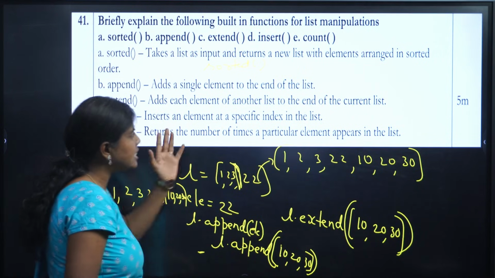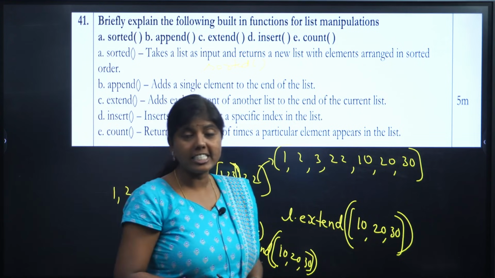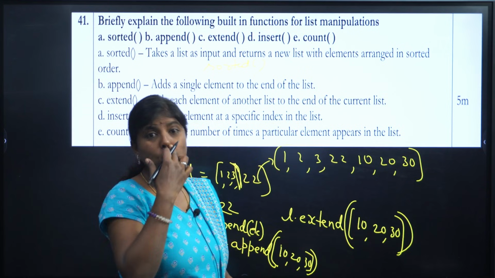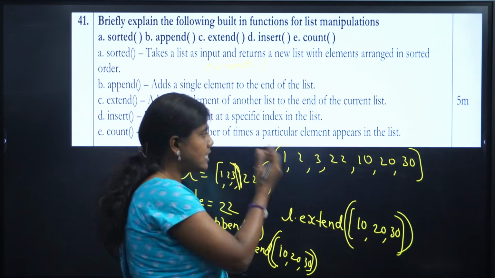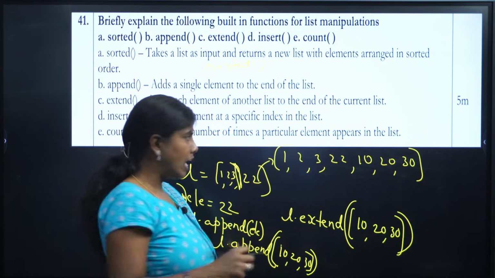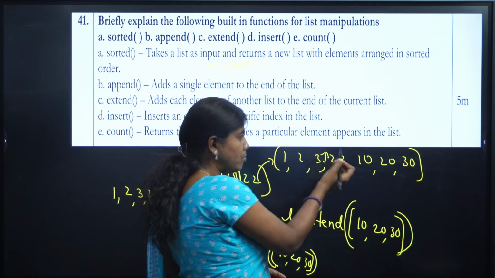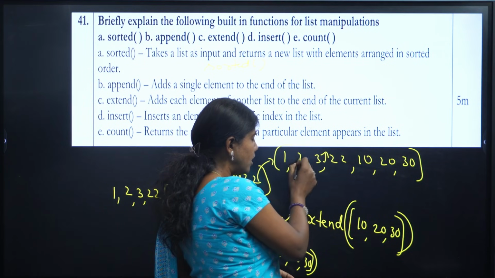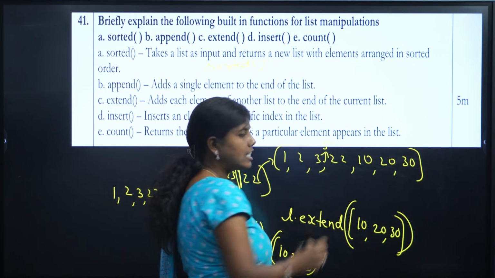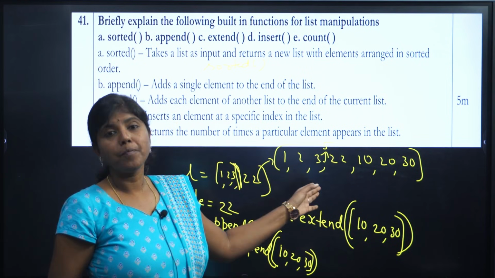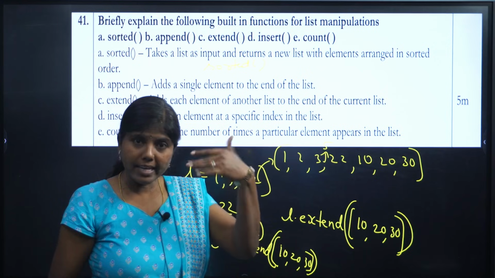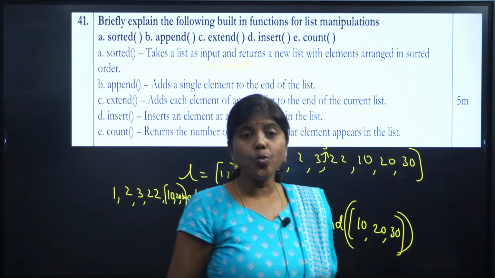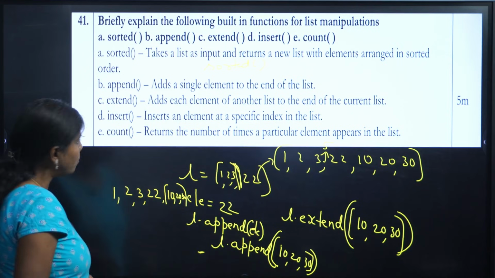Insert function inserts an element at a specific index in the list. Wherever I want, I can insert the element. Let's consider this list here. I want to insert 5 right here. That means what is the index? 0, 1, 2, 3. So 5 gets inserted here. Append and extend always add at the end, whereas insert means you can insert an element wherever you want. That is about insert.